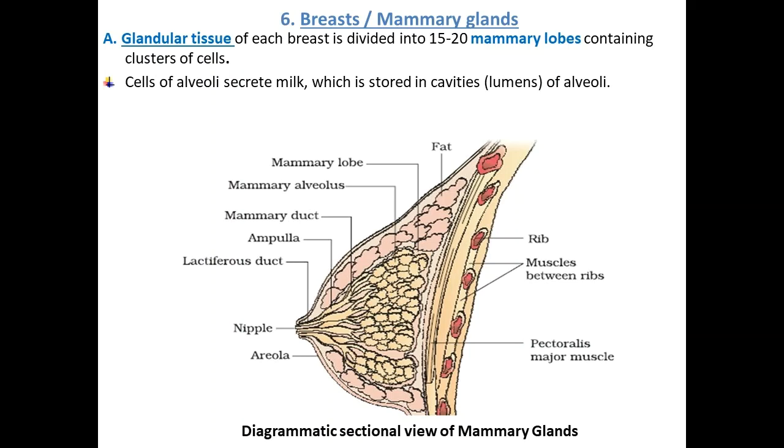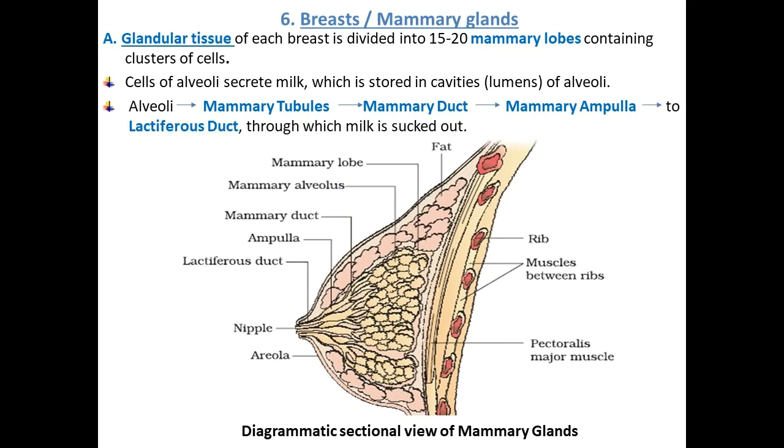एल्विलाई से डक्ट्स निकल रही हैं कॉल्ड, that is the mammary ducts. Mammary ducts then lead into the mammary ampulla. As you know, the term ampulla we use for a certain swelling. Swollen हो गई है ट्यूब्स आगे, पहले narrow थी. Ampullas then lead again into the fine ducts called lactiferous ducts, through which the milk is sucked out.